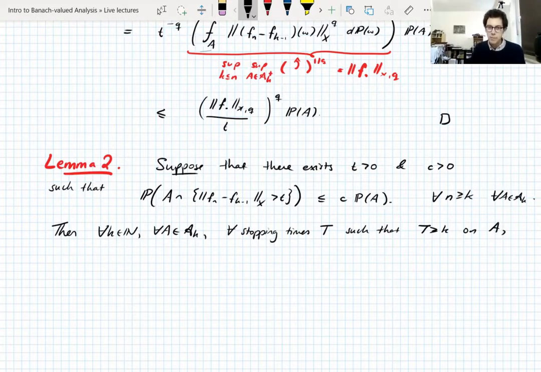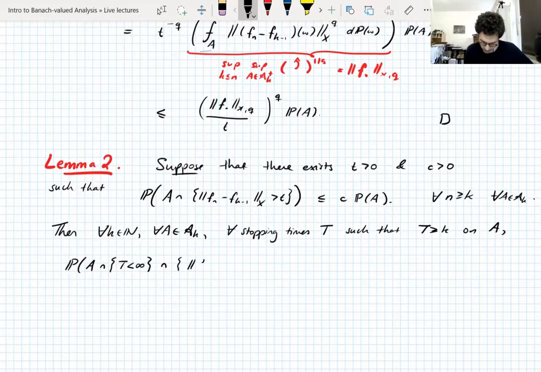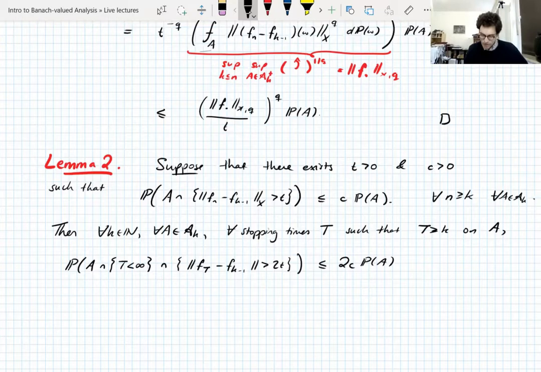Remember that a stopping time is a random variable. It's not a constant. And it has this property that the set where the stopping time is less than or equal to n is An measurable for each n. We'll see that in the proof. So for all stopping times greater than or equal to k on A, you have this probability estimate here: the probability of A intersect the set where the stopping time is finite (stopping times can be infinite, that's allowed) intersect where F of T minus F of k minus 1 is greater than not t, but 2t. We lose a little bit in this estimate. It's less than or equal to 2c times the probability of A. So we lose a little bit here in two ways. We lose something on the scale and we lose something on the constant.